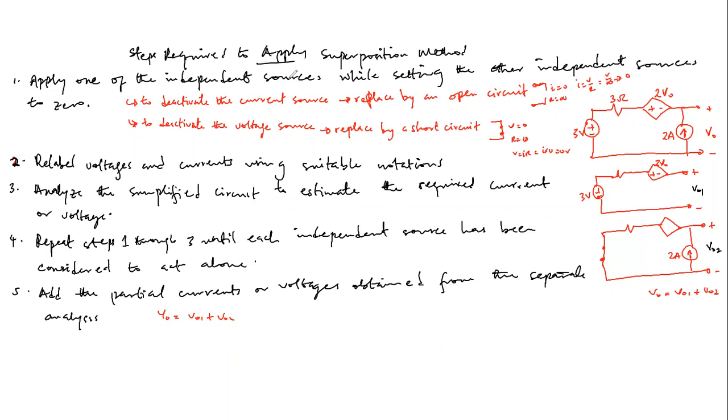Now, it should be noted at this point that the dependent sources were left unaltered. Okay, so note, while deactivating the independent sources, note that the dependent sources in the circuit are left unaltered. Okay.